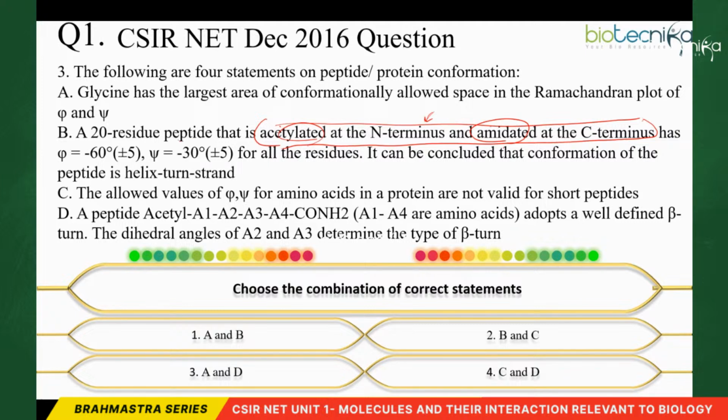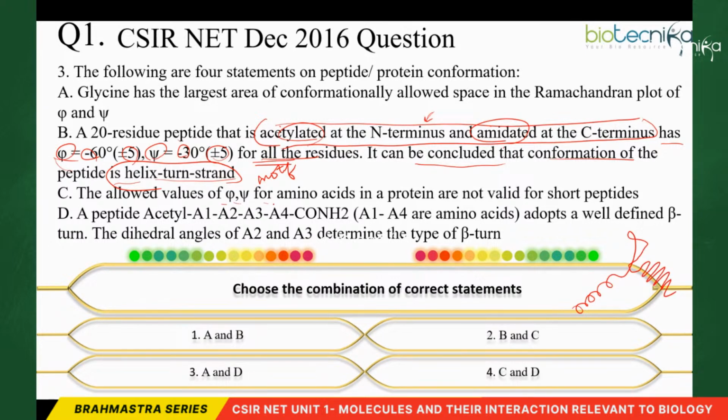So a 20 residue peptide which has phi and psi both in minus, as you can see, minus, plus minus 5 degree for all the residues. Hence, it can be concluded that the conformation of the peptide is helix turn strand. Helix turn strand is a motif. Motifs in proteins are a group of secondary structures which has a certain kind of stability. So you will have the helix, and then the turn, and then the strand.